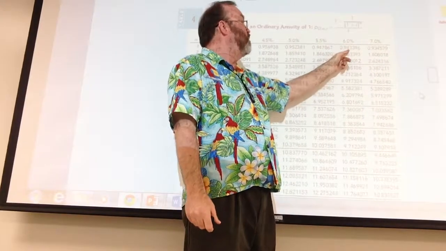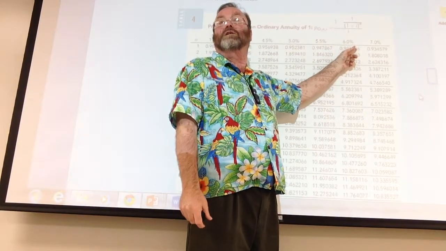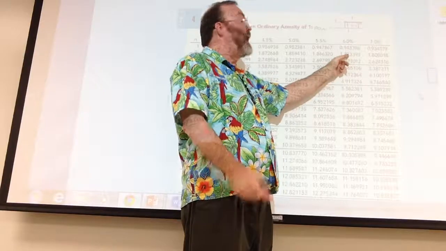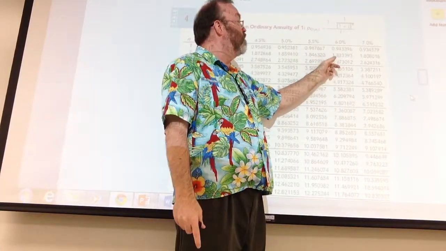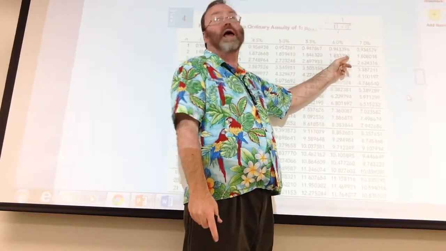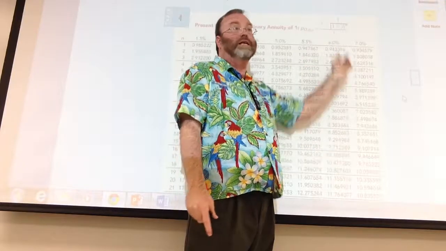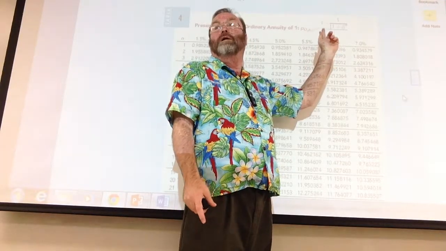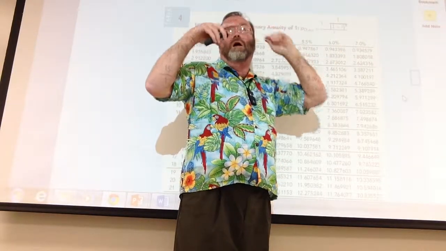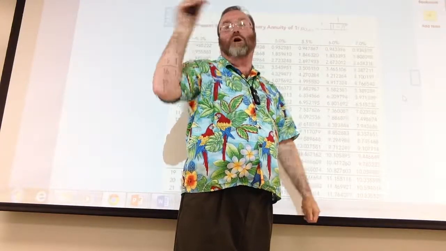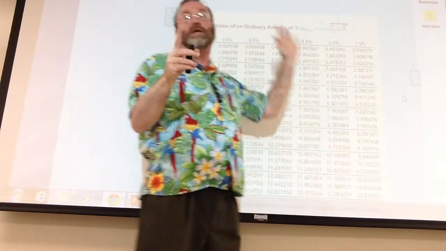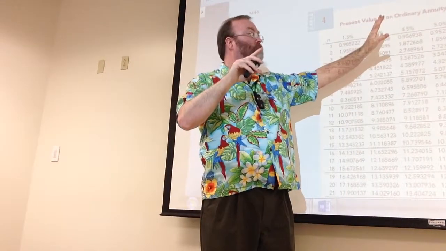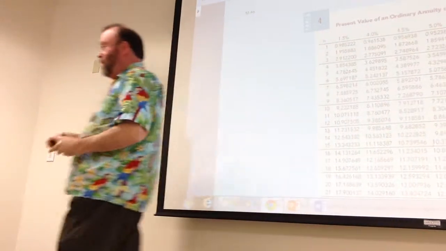Because look at table 4. There's that same number, 0.943396. And then if you add that next line down, that's the 1.833393. So that's all they're doing in this table. We'll talk about it on Thursday when we start doing problems, because table number 5, and I just want to let that note be known now, okay?